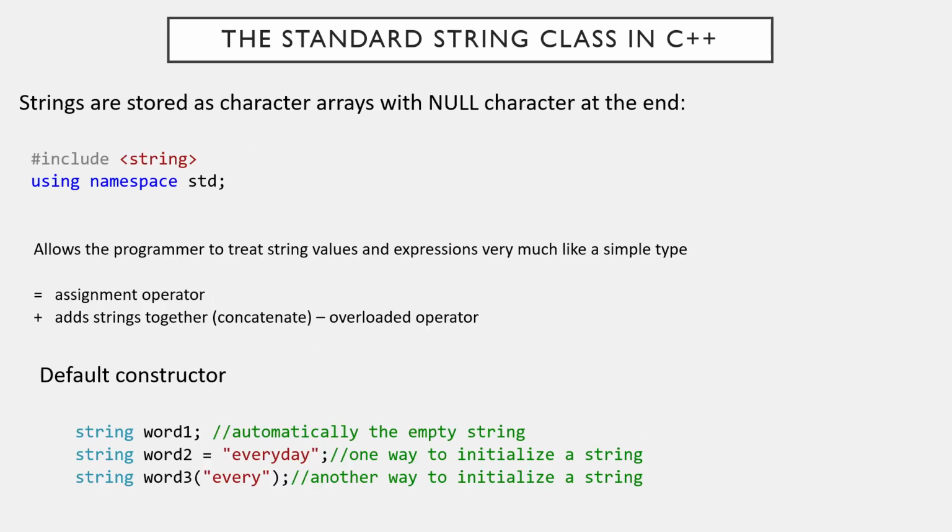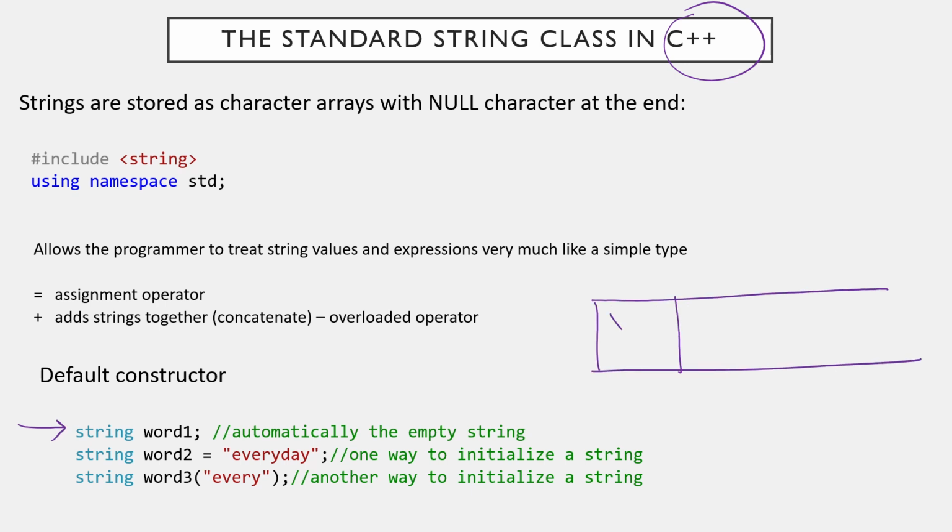All right, so the string class has a default constructor. Now we are on to the C++ string class. Some more things about that. It has a default constructor, so if you just declare a string, it automatically gives you the empty string. The empty string at index 0 has a null character.